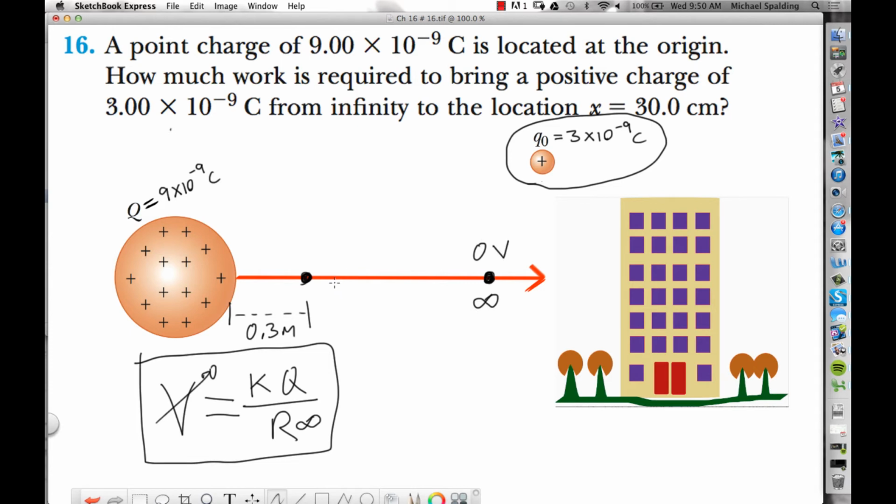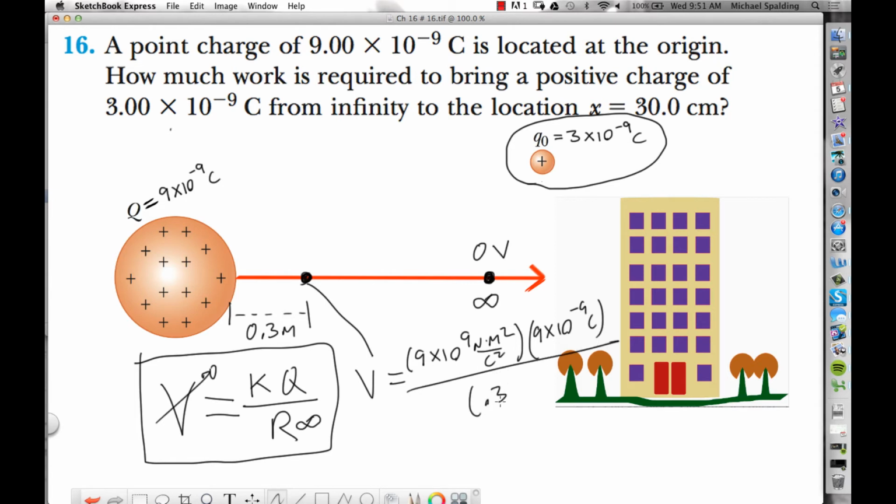Now, what we have to do is calculate the electric potential at this point right here. So we're just plugging into this equation: KQ over R. That's 9 times 10 to the 9th newton meter squared per coulomb squared, times the charge of the big guy, 9 times 10 to the negative 9 coulombs, divided by 0.3 meters. That's the distance. So this gives us 270 volts.